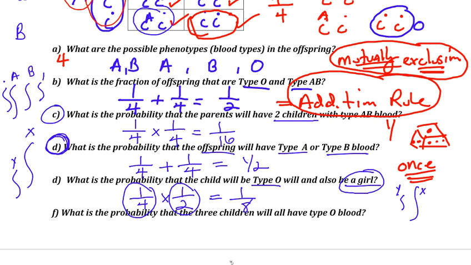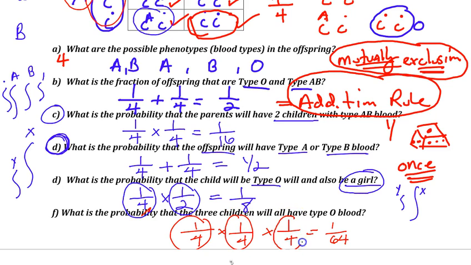So to have type O blood, which is, by the way, just 1/4, it's going to be times 3. So 1/4 times 1/4 times 1/4. Okay, 4 times 4 is 16. 16 times 4, and you get a 1/64th chance. 3 separate matings of the gametes that come from these two parents, 3 different rolls, the multiplication rule. So that's what I'm really teaching you here.